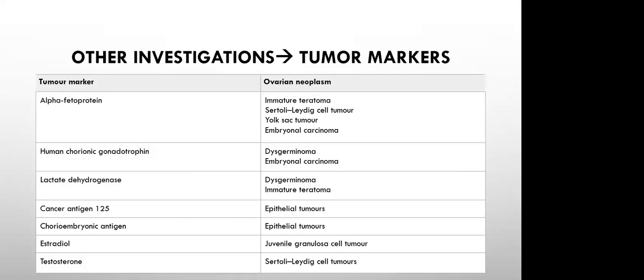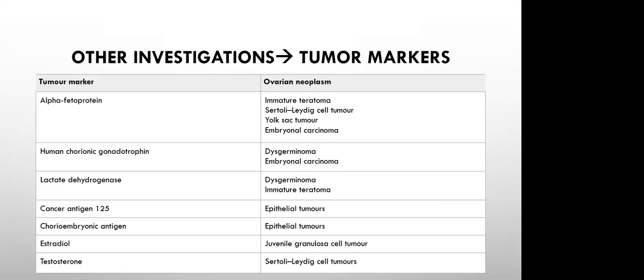Last thing, to complete the full picture of investigations, you need to remember some tumor markers, which are very important, like alpha-fetoprotein with most of germ cell tumors, human chorionic gonadotrophin with embryonal carcinoma and choriocarcinoma as well. LDH is a very important landmark for dysgerminoma and teratoma.